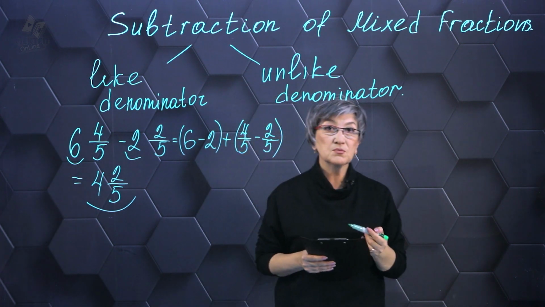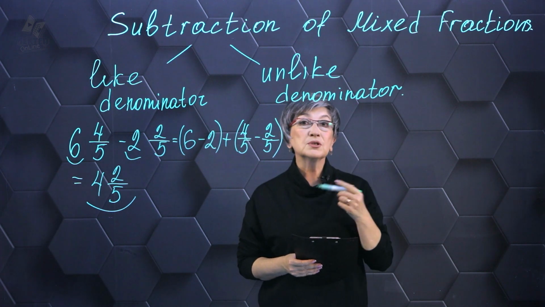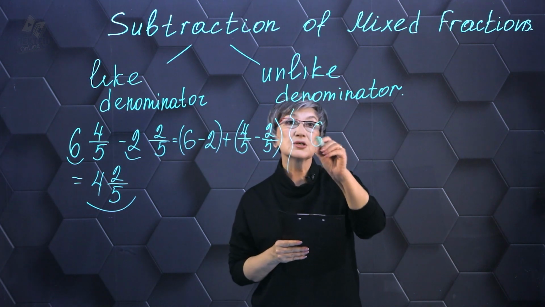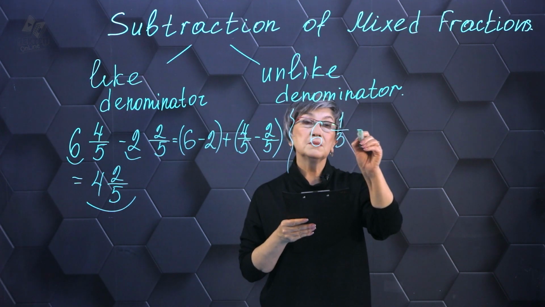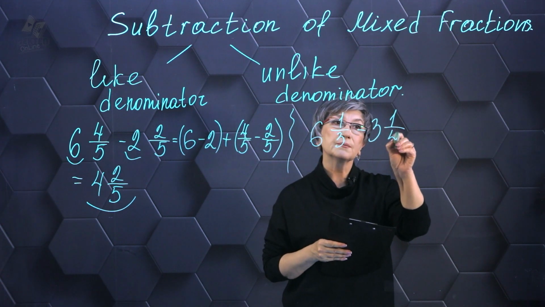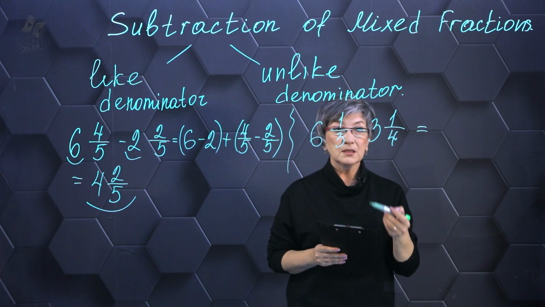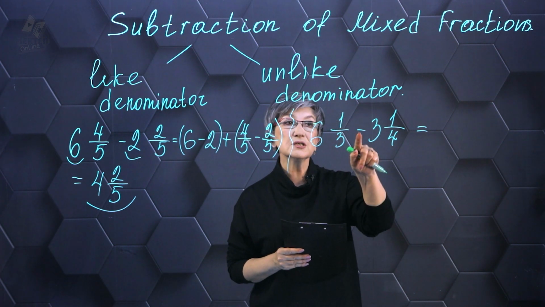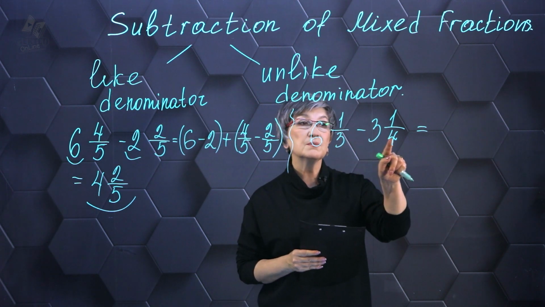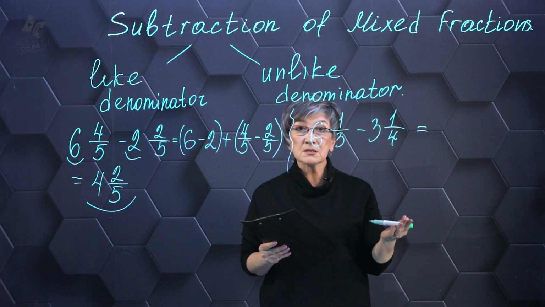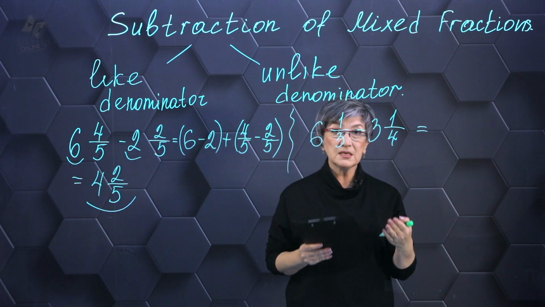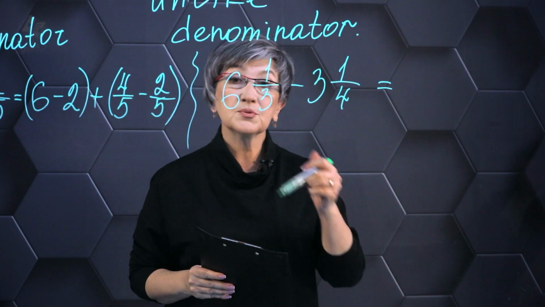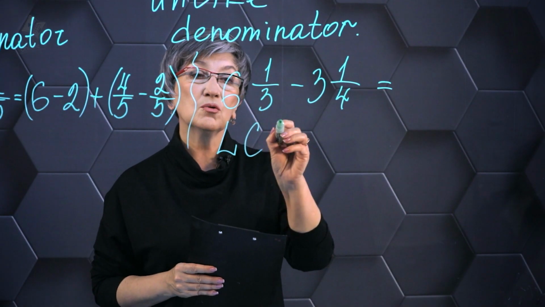Now, let's take a look at an example where I have different denominators. What should I do in this case? The example looks like this: 6 whole 1/3 minus 3 whole 1/4. What do we pay attention to? Since these are mixed fractional numbers and we need to subtract these numbers, this is very important. We pay attention to the denominators. We have different denominators. We know how to bring fractional numbers to the same denominator. We do that by finding the least common multiple. And I write the least common multiple.